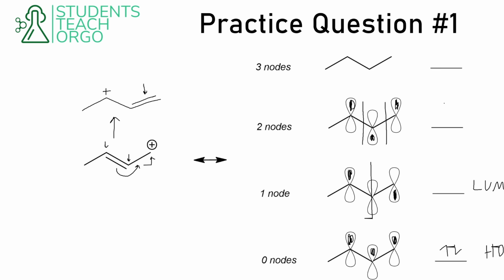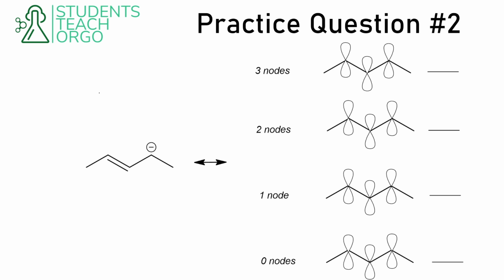Now, are we going to draw 3 nodes in this problem? In this case, the correct answer is no, we will not. Why? Because of the n minus 1 rule. In this case, n is 3. So at most, we're going to have 2 nodes. Hopefully that makes sense. Let's continue.